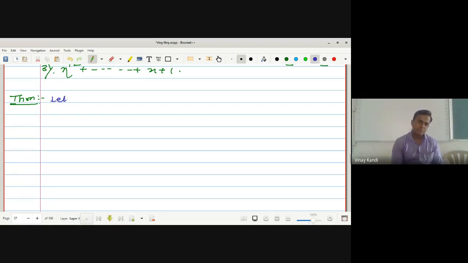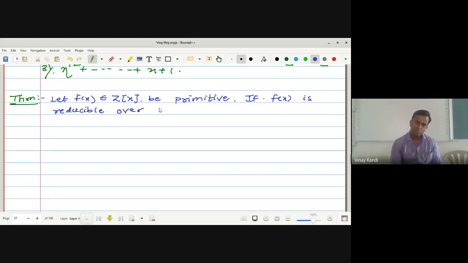Let f(x) be a polynomial belonging to Z[x], and be a primitive polynomial. If f(x) is reducible over Q, then f(x) is reducible over Z. Okay, look at here. Proof.